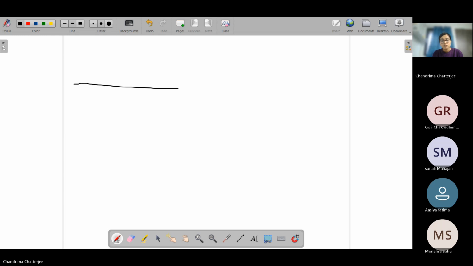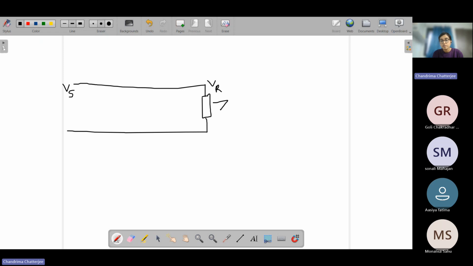Basically, if this is your VS, and on this side you have VR, in the receiving end, the load, whatever load you are connecting, that is equal to your surge impedance that we just calculated. There will be some load here. This load is equal to ZC. When this load is equal to ZC, we call it surge impedance loading, SIL.